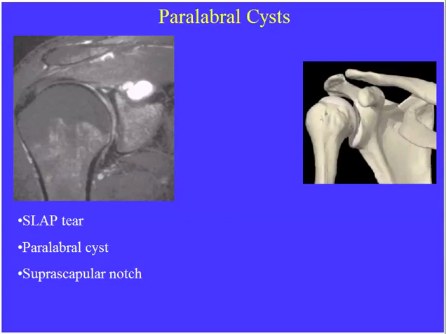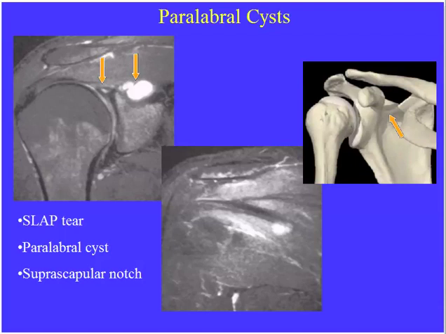Another very common entity that they like to show is paralabral cyst, and they ask these questions in a multiple array of ways. They can either just ask for the diagnosis, and here we see the superior labrum has a signal going out into the triangle, so this represents a SLAP tear. We have this lobulated mass arising adjacent to the SLAP tear, which represents paralabral cyst, and it's dissecting down into the suprascapular notch. So the other image they're likely to show you is this next image.